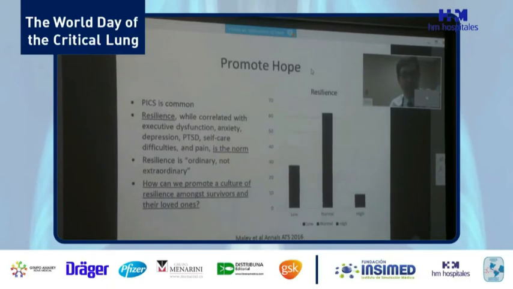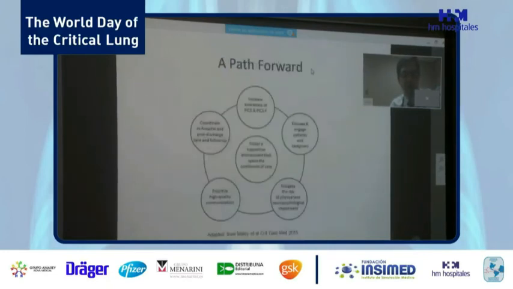And while we spend a fair amount of time talking about the losses that patients may incur, it's also important to promote hope. When studied, we were surprised to find, but it was in many ways a landmark finding, that resilience, even amongst patients who have experienced anxiety, depression, physical impairment, is actually the norm. As the American Psychological Association put it, resilience amongst humans is ordinary. It's not extraordinary. And so, moving forward within our care delivery in the ICUs and beyond, how can we promote a culture of resilience amongst our survivors and their loved ones?